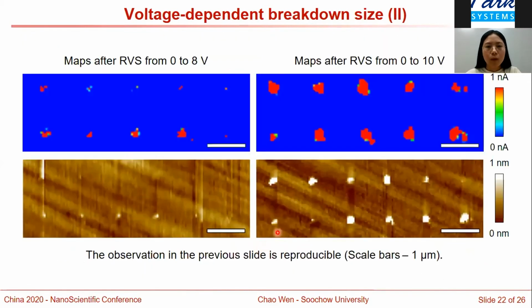So later, we reproduce the same experiments in different positions, and we can find that with a ramp voltage stress from 0 to 10 volt, we always have much more severe surface modification compared to those positions where we apply 0 to 8 volt. So this means that the observation in the previous slide is reproducible.